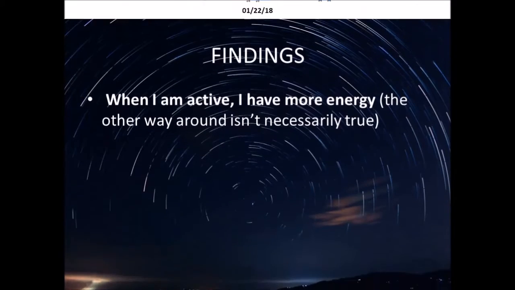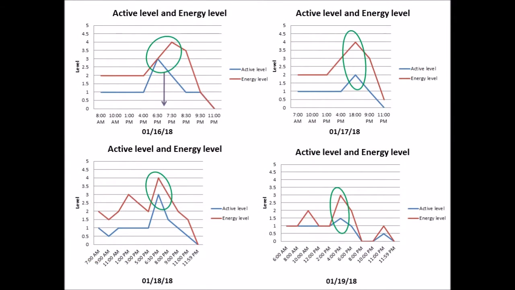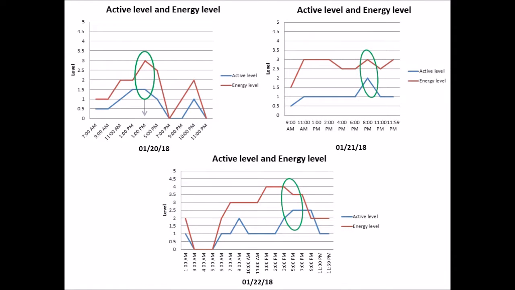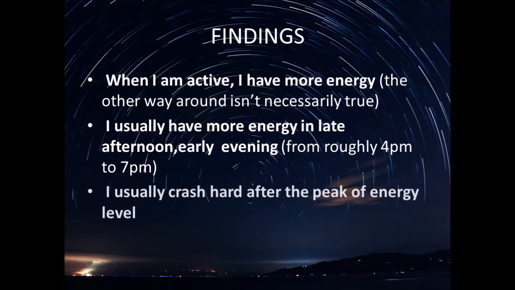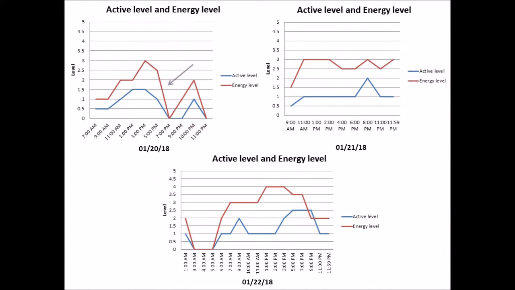So the second finding is that I have more energy in the late afternoon and early evenings. As you can see in the graphs, almost all the peaks are roughly from 4 p.m. to 7 p.m., with some slight exceptions here and there, but they still stayed in the afternoon and evening range. The third finding is I usually crash really hard after my peak of energy level. It is sort of similar to how people crash a few hours after drinking coffee. As you can see in the graphs, after the peaks, my energy level went downhill in just 1 to 2 hours. Sometimes it could go straight to 0.5 or 0.